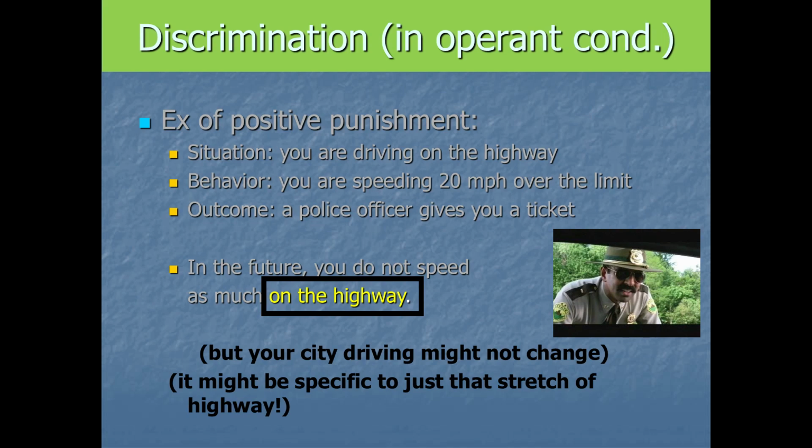Likewise, for the example I gave of positive punishment, where a ticket or a yelling stimulus is added after you do the behavior of speeding on the highway, I said, in the future, you do not speed as much on the highway, but your city driving might not change. It might even be specific to just that one stretch of highway where you don't speed anymore. Or perhaps you do stop speeding in any context at all, right? Perhaps it does generalize a lot, but that's something we'd have to look for.